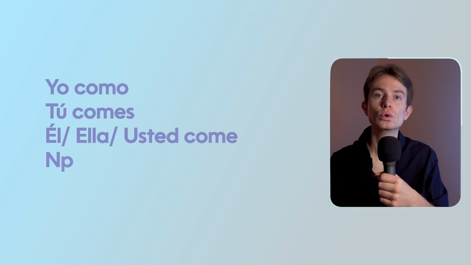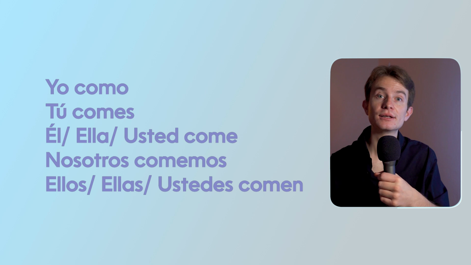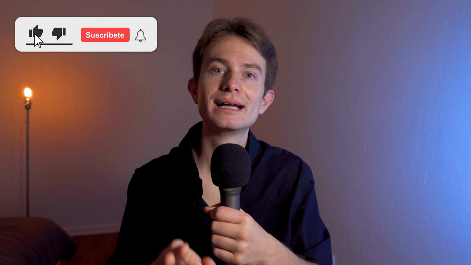Now for regular ER verbs in the present tense, we'll have o, es, e, emos, en. So taking a look at the verb comer. Yo como. Tú comes. Él, ella, usted come. Nosotros comemos. Ellos, ellas, ustedes comen. Okay, so once again, for ER verbs that are regular in the present tense, we have o, es, e, emos, en.